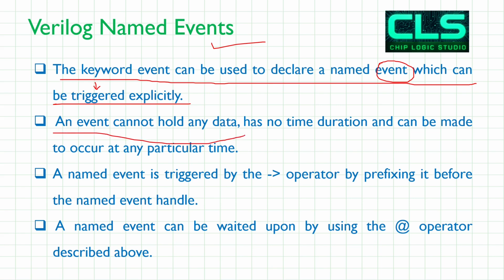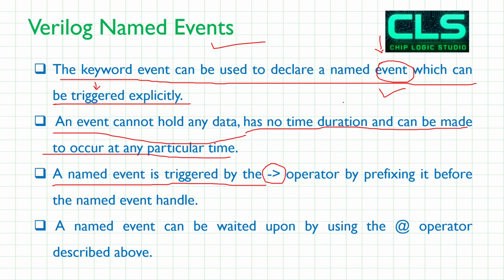there. Now an event cannot hold any data, so this event is used like a data type but cannot hold any data, has no time duration, and can be made to occur at any particular time. So what this statement is saying is that it is not sequential, like inside initial begin when you are using inter delay or intra delay, it will execute in a sequential manner, or sometimes in parallel manner if you are using fork join. But here event is not restricted for that, and a named event is triggered by this operator. So you need these two things, event and this operator.